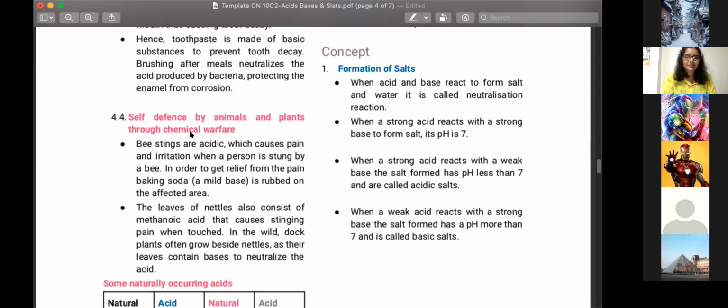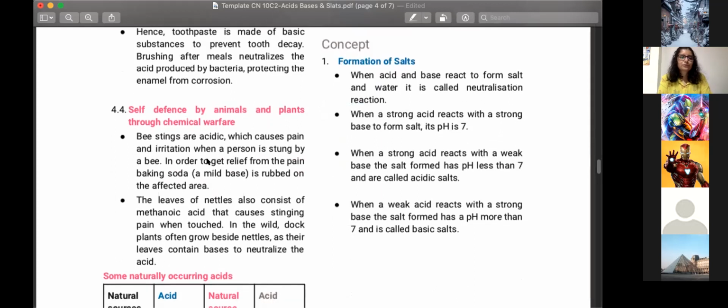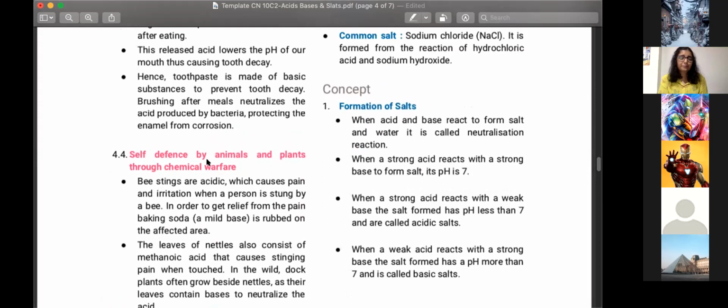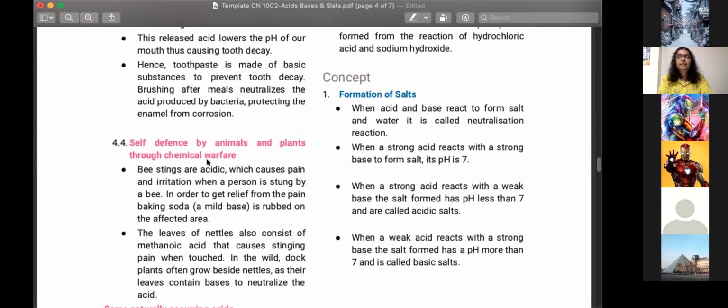Self-defense by animals and plants through chemical warfare. This sounds badass, but at the molecular level, it actually is. Whenever an insect stings you or bites you, you feel that pain because there is an acid literally corroding your skin. Most of these are organic acids like methanoic acid. Acetic acid less so, that's more vinegar. Ant stings contain methanoic acid. Bee stings contain a mixture of acids.